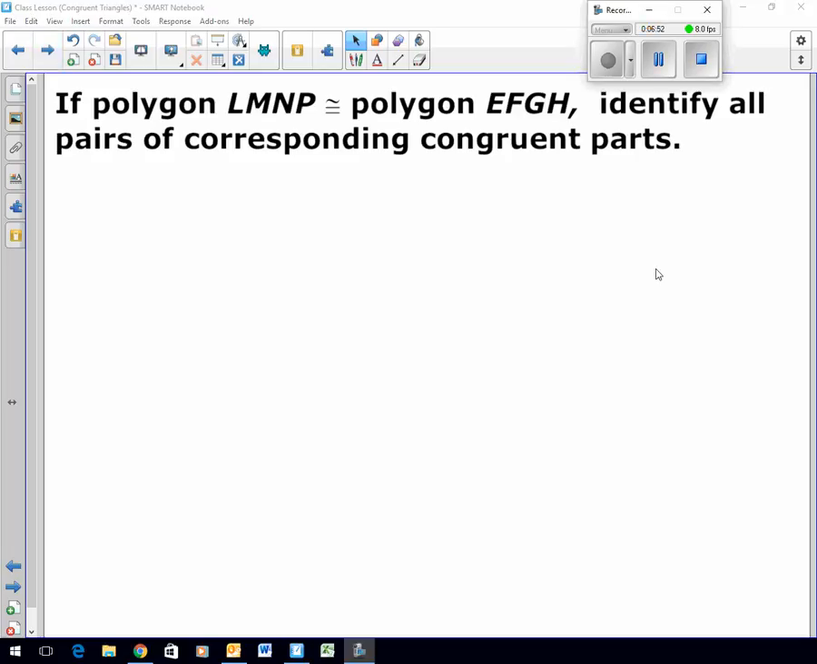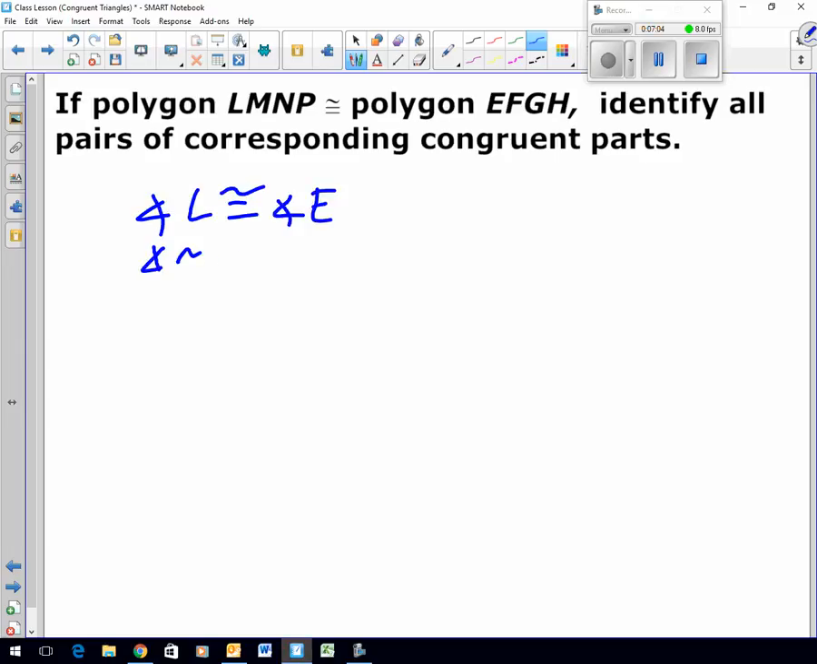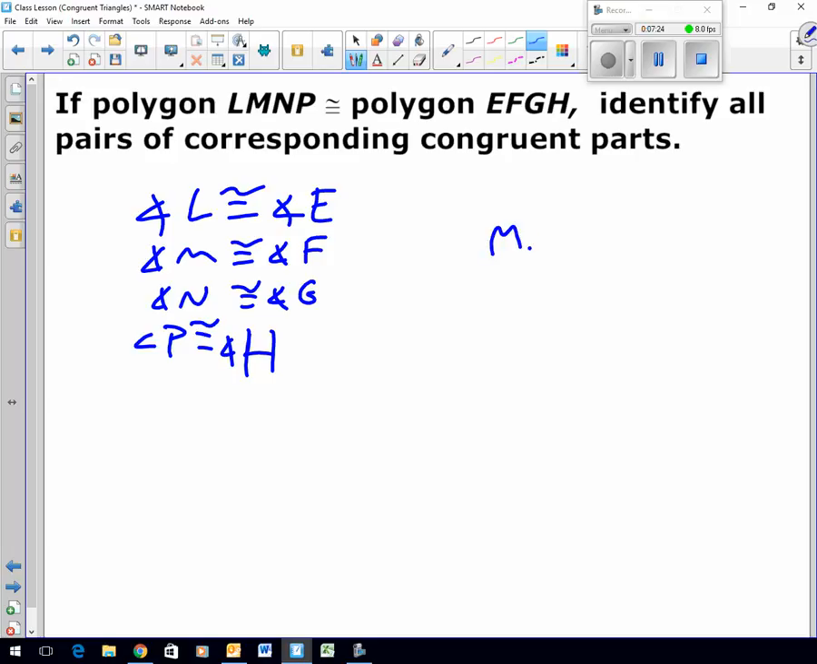Morris. L is going to be congruent to what? L is going to be congruent to angle E. M and F. N and G. P and H. What about the sides? So just give me, what is MN going to be congruent to? Good deal. And so on and so forth, correct?